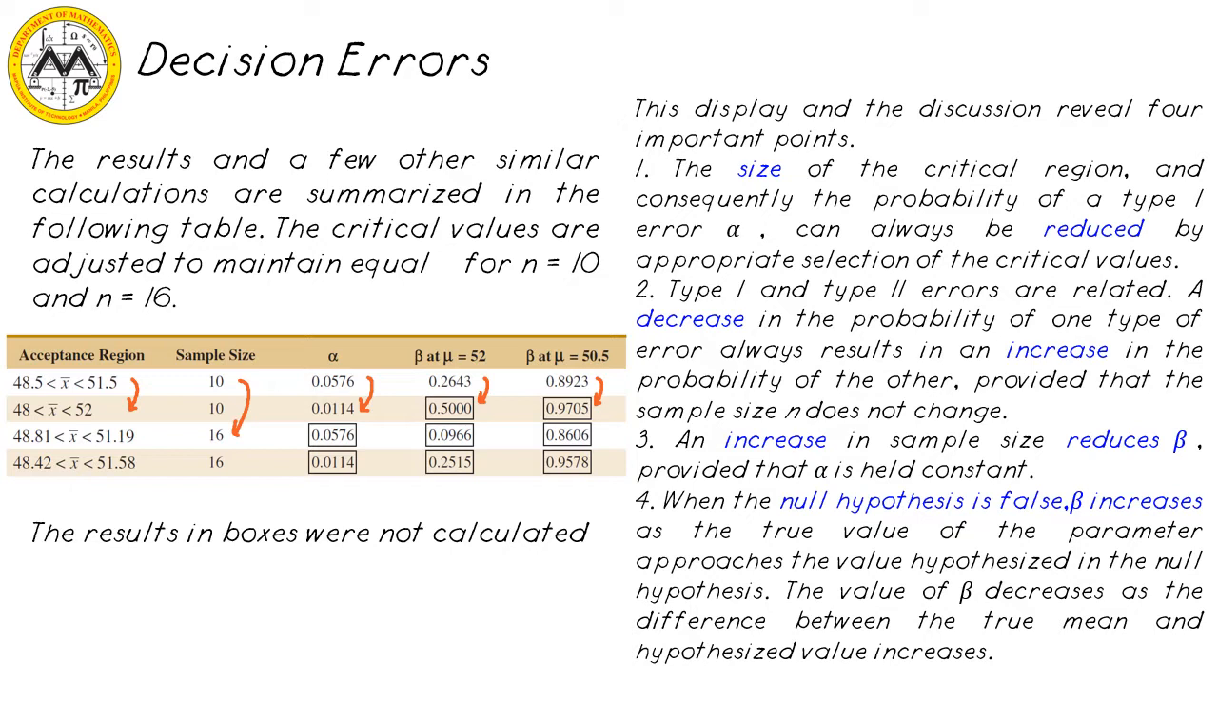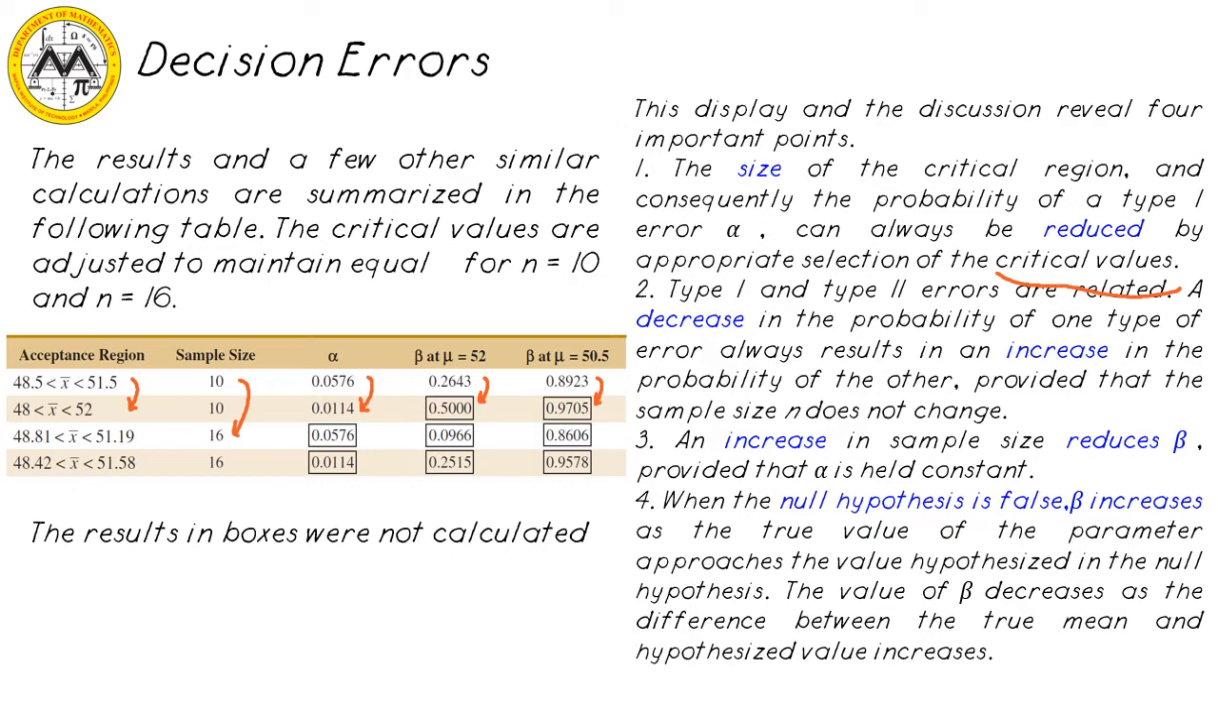the four important points are the size of the critical region and consequently the probability of type 1 error can always be reduced by appropriate selection of critical values. So we select critical values. Type 1 and type 2 errors are related. A decrease in the probability of one type always results in an increase in the probability of the other. So they are somewhat inversely related. An increase in the sample size reduces beta, provided that alpha is held constant.